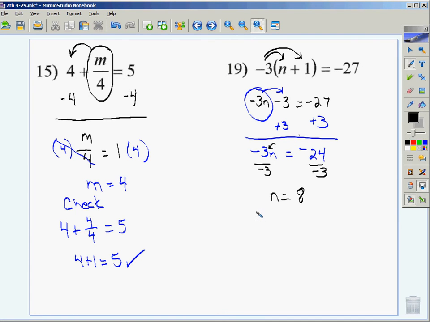What am I going to do at this point? I'm going to check it again. Negative 3 times 8 plus 1 equals a negative 27. If I do order of operations, what is 8 plus 1? So I have a negative 3 times 9 equals a negative 27. Is a negative 3 times 9 equal to a negative 27? So my answer checks. Are there questions?